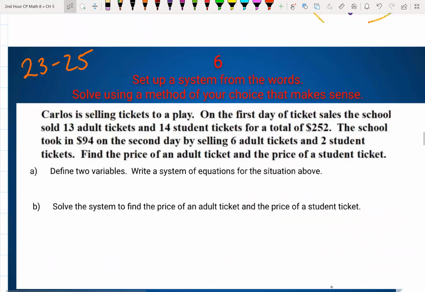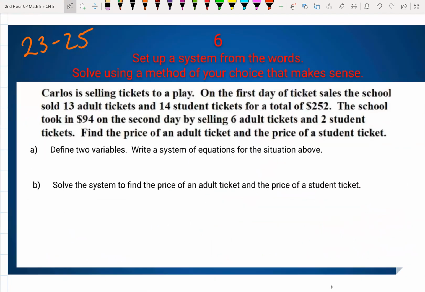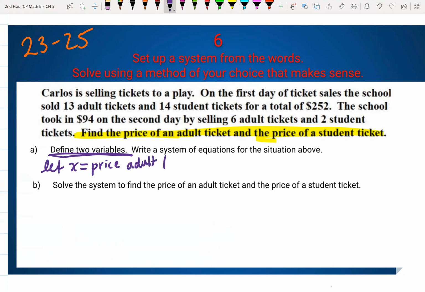And this final example is a story problem, which will help you figure out how to model 23, 24, and 25 in homework 51. The very first thing we do in story problems, other than reading the problem, is defining our variables. So here, defining your variables is the first move. It's typically the last sentence, what they're asking you to find. Find the price of an adult ticket. So we'll call x the price of an adult ticket, and y will be the price of a student ticket.